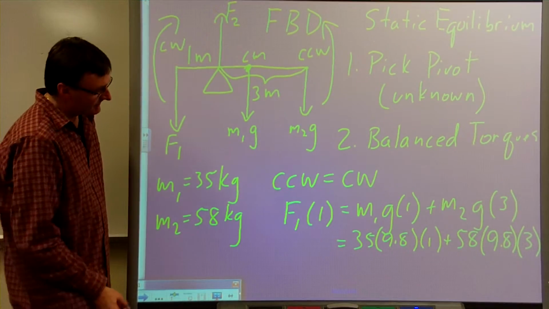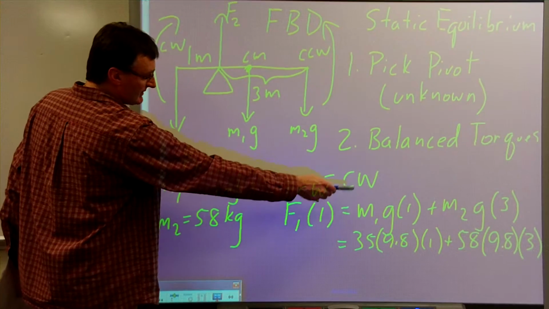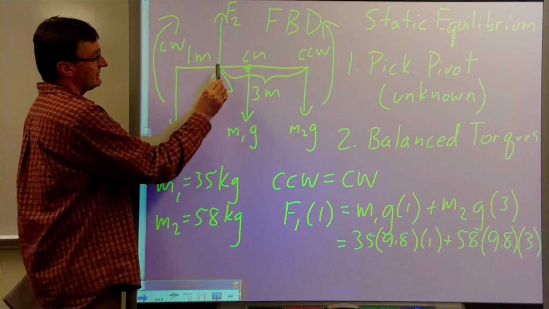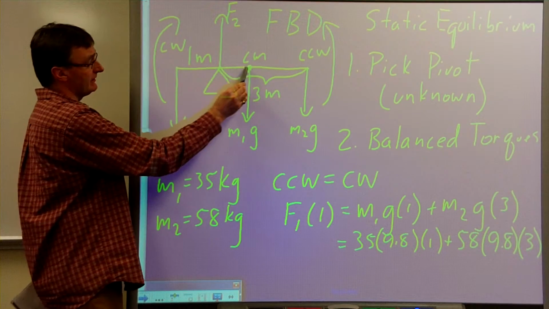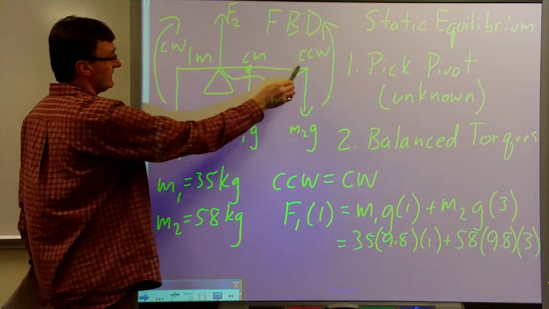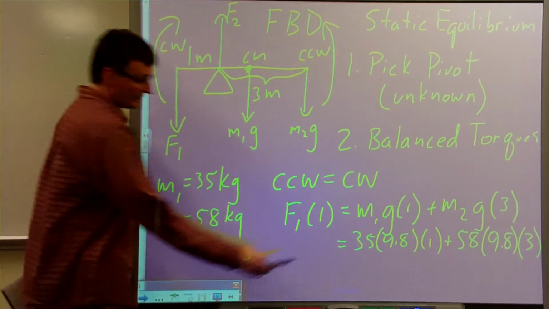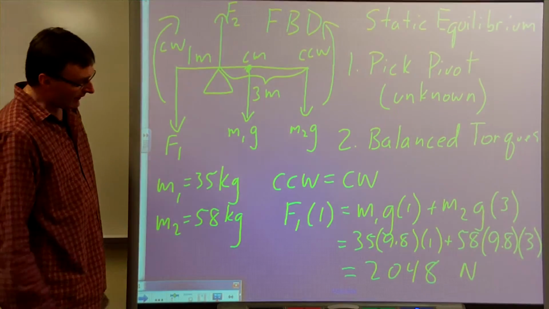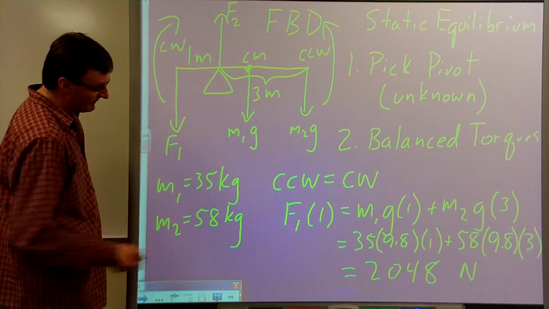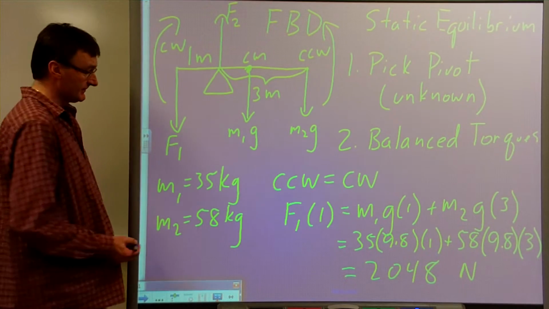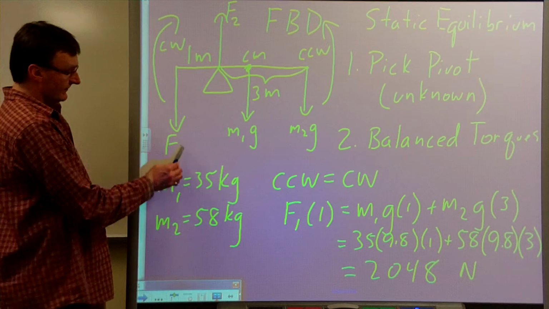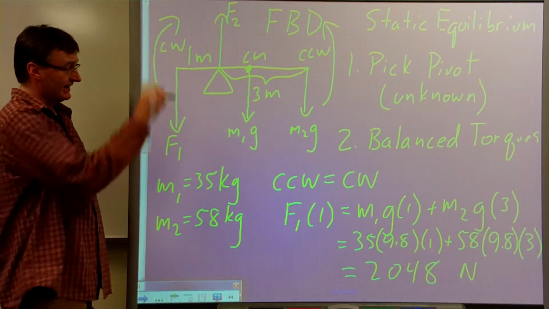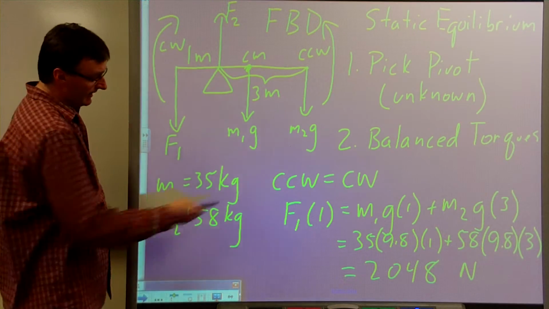Then we can put some numbers in. M1 is 35 kilograms, M2 is 58 kilograms, and then we multiply by the distance from the pivot point. The center of mass of the diving board is 1 meter from the pivot point, and the diver is 3 meters from the pivot point. That's where the 1 and the 3 come from. I trust you can do the math on that, and that comes out to 2,048 newtons. So we have F1, and notice we did get a positive number here, so that's the direction that F1 is. It is in the down direction. And that's its magnitude there.